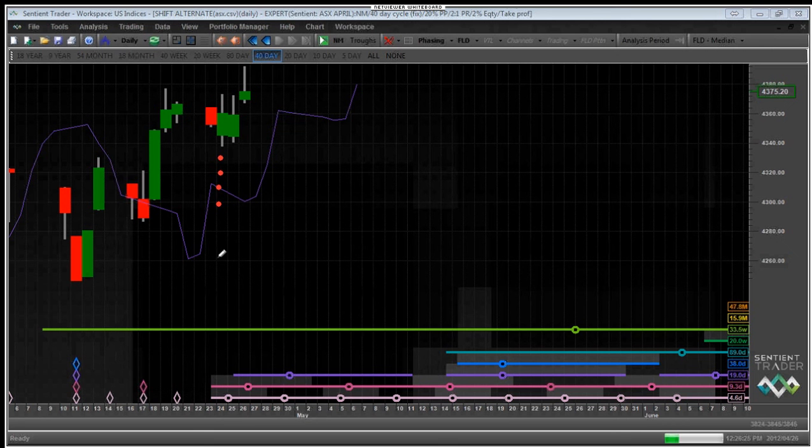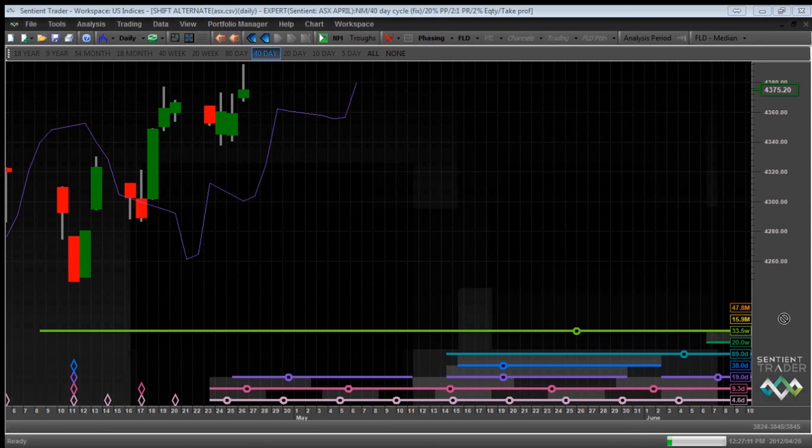Now, as you can see, on Tuesday, the 24th of April, price over here was not below the 20-day FLD. Does that mean that it is impossible that this was a trough of the 20-day cycle? No. Markets are not perfect. Sometimes troughs form above the FLD. In a perfect market, troughs would always form below the FLD and peaks would always form above the FLD. But the markets are never perfect. So that is not incontrovertible proof that the trough of the 20-day cycle has not occurred already.